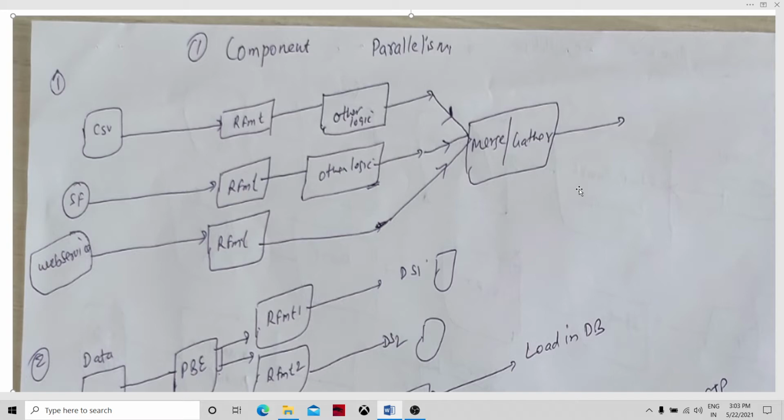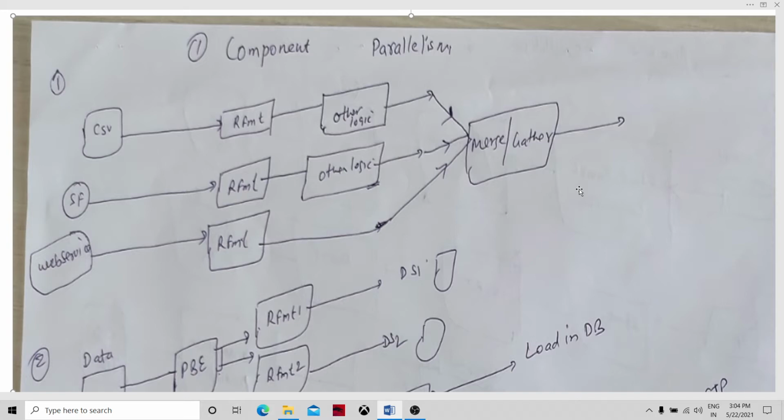So if different branches of a graph are running parallelly, then it means it's component parallelism. Various components within different branches are running parallelly. This component parallelism can be achieved in different ways. One way could be where we have multiple input data sets, and we are feeding the data parallelly into the different branches of the graph.